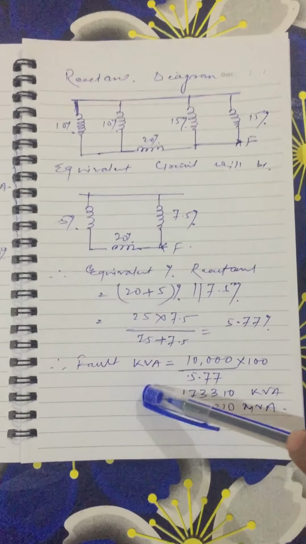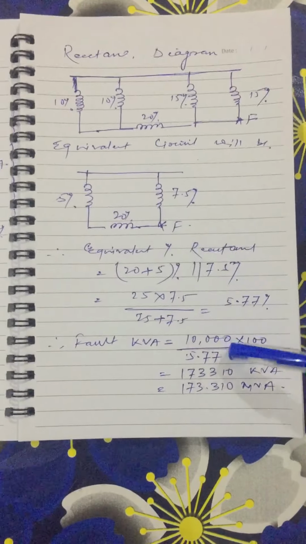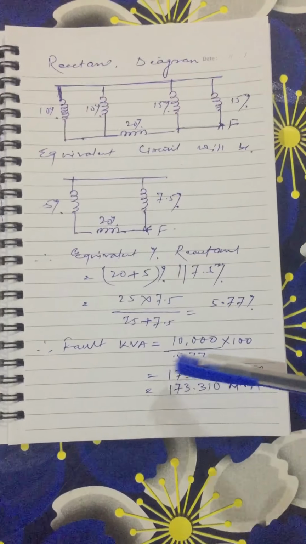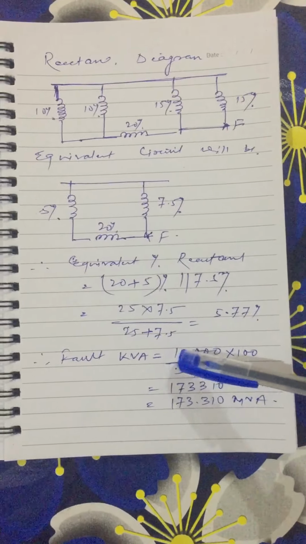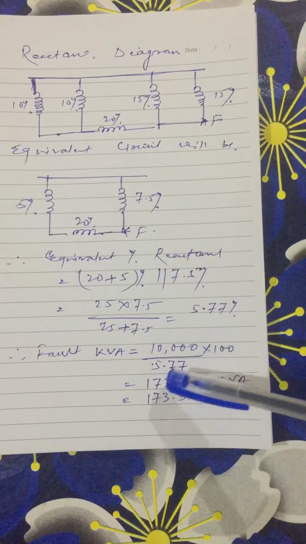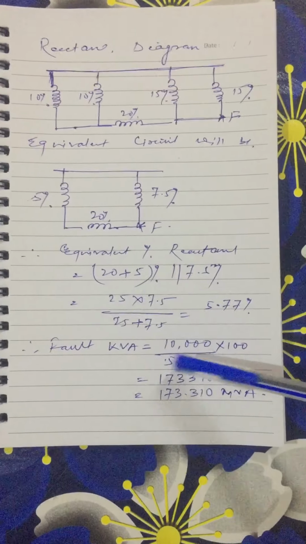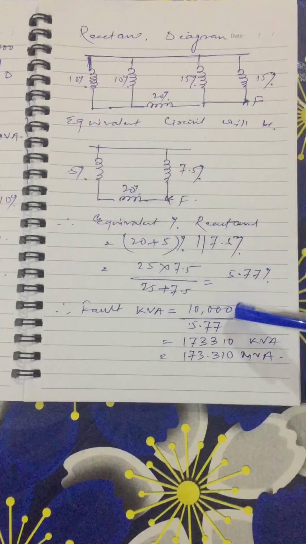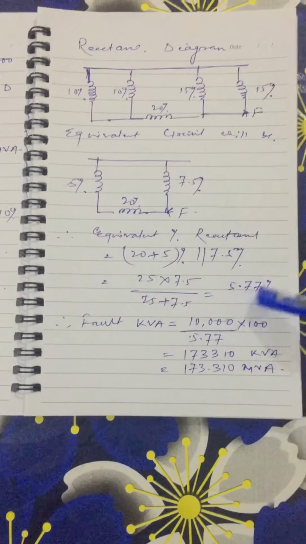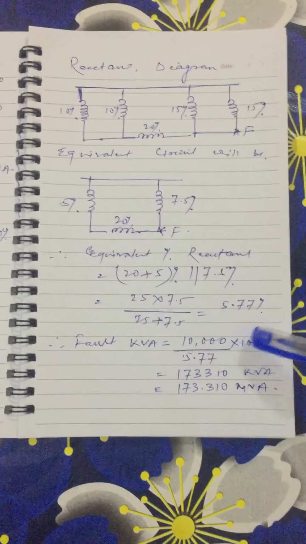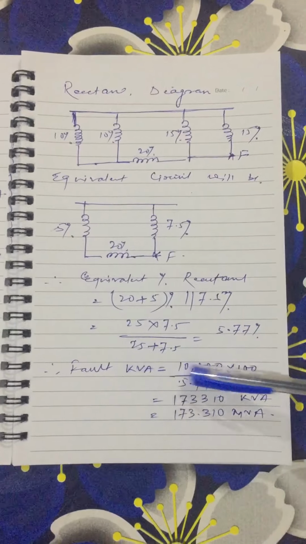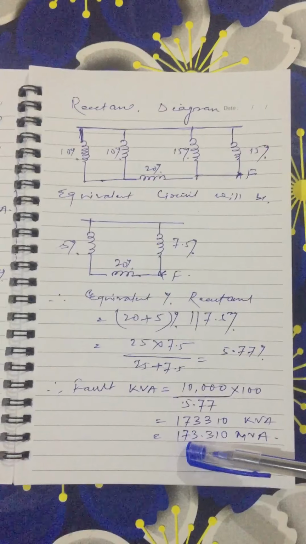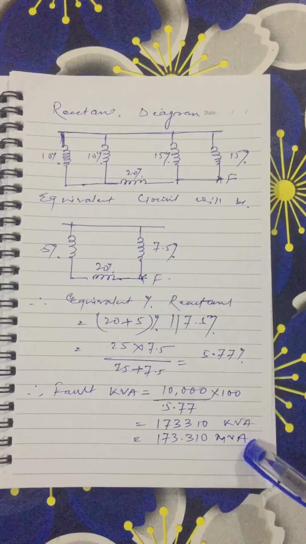And again, how can we calculate the fault kVA? We have the base kVA as 10,000 divided by the percentage reactance. So the base kVA divided by percentage reactance will give our fault kVA. So what is our base kVA? We took 10,000. The one who took 20,000 can put 20,000 here, and the one who took 30,000 can put 30,000. But in my case I took 10,000, so I'll put 10,000 divided by the percentage reactance, which came as 5.77%. So this came as 173,310 kVA. We can simplify it in MVA and we will get 173.310 MVA.